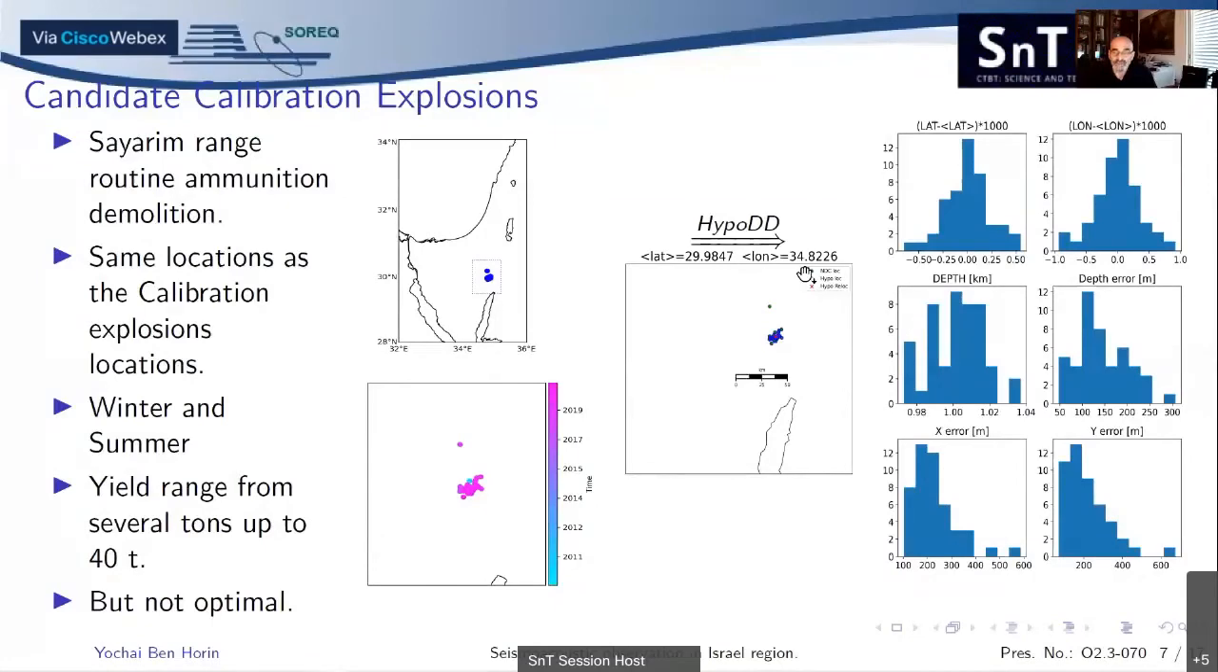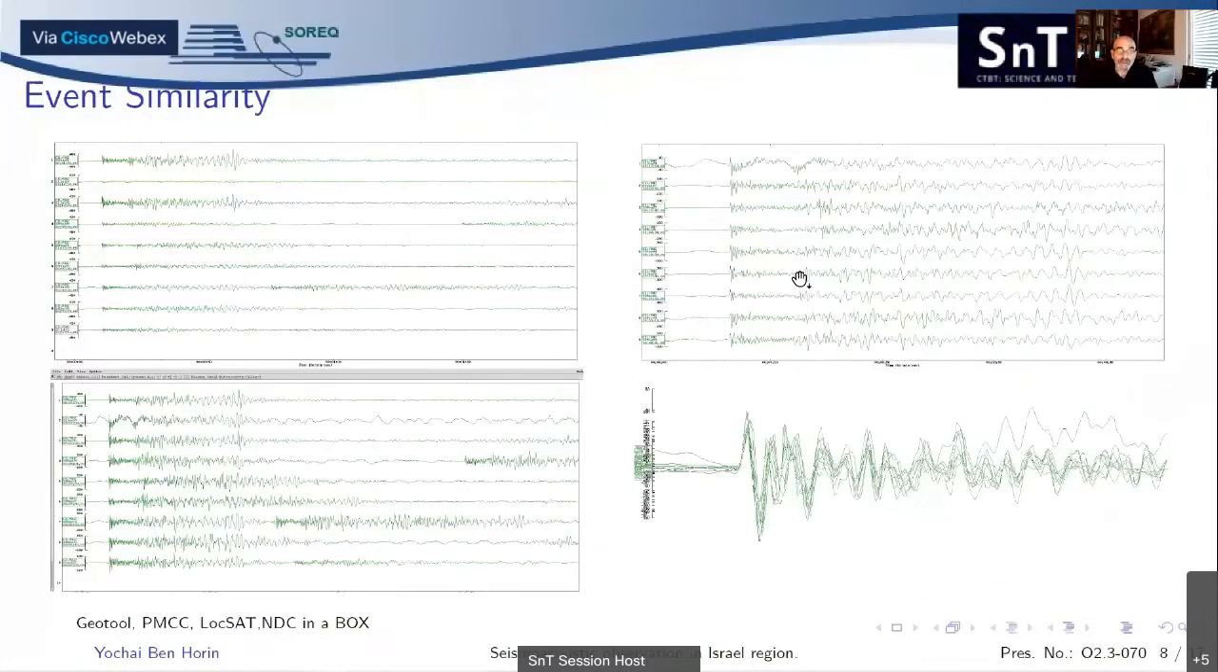So we have a very good, very accurate location. Moreover, regarding the yield estimation, we are hoping that we can give at least a relative yield estimation of those explosions. The base for that, if you look at those panels, you can see in the last station the records from several explosions.